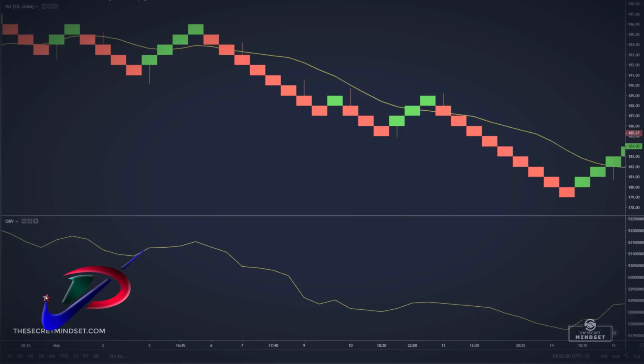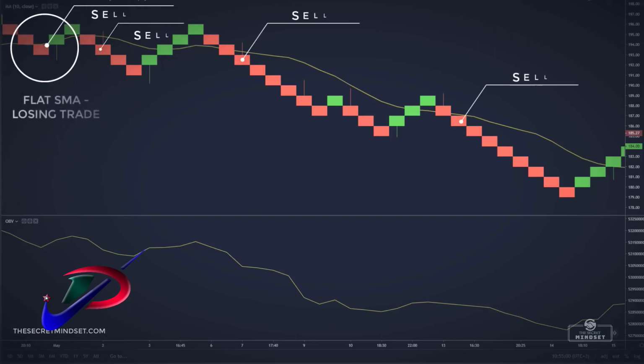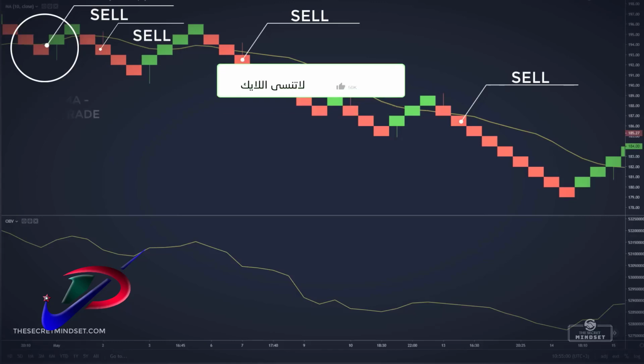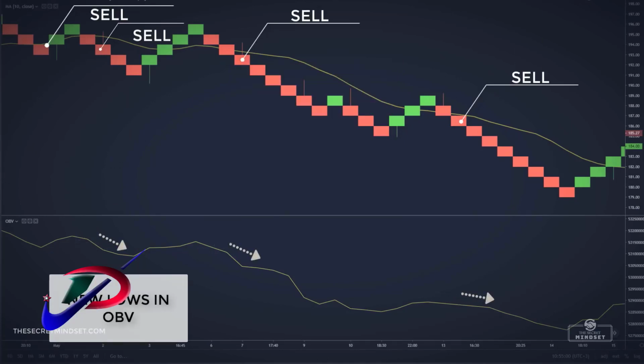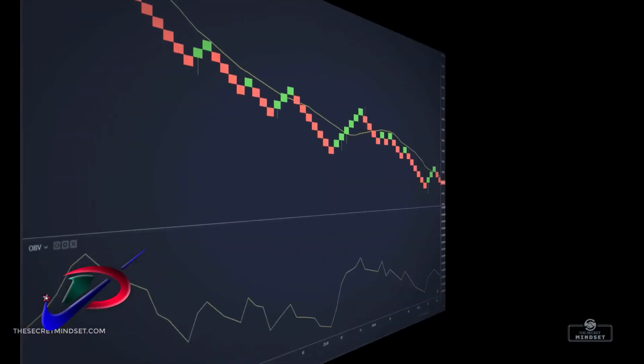In our example, we had 4 signals. The first one was a losing trade, but we could easily avoid it if we looked at the slope of the simple moving average, which was flat. The next 3 signals were successful as the price and the OBV went head to head and the price was making lower lows and lower highs.